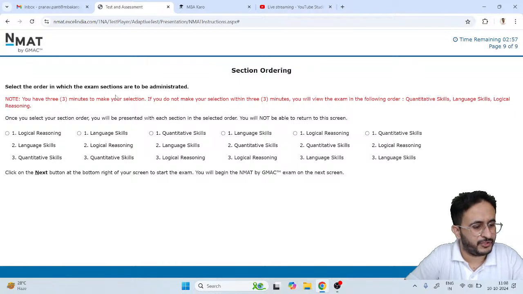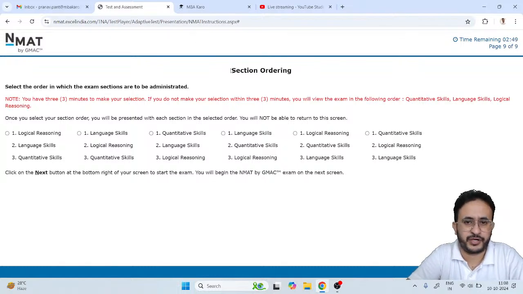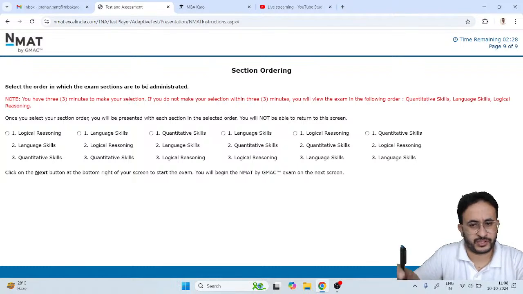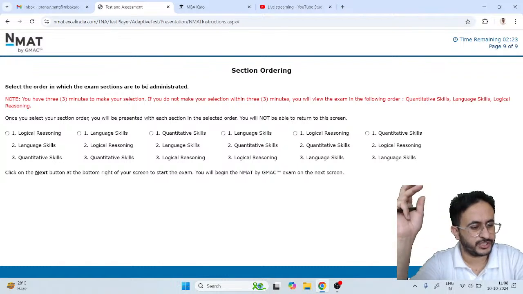Now here I would like to give you advice on how to attempt the paper. Section ordering is the critical thing. There are 6 options. As per my viewpoint, because I have appeared in several examinations, the thing I trust is that I always go with the strongest section first. The strongest section could be anything for any one of you. I go with the strongest section because it has a psychological benefit.